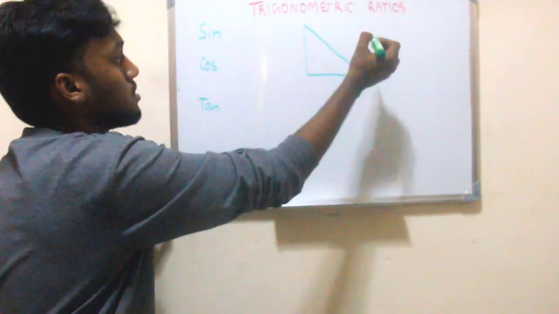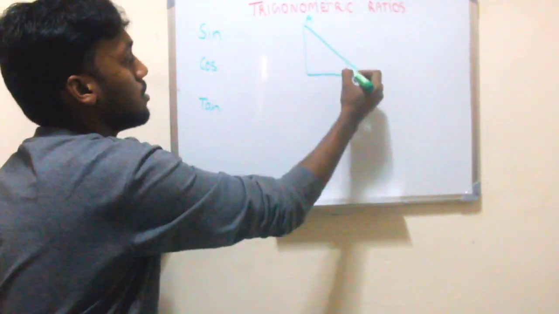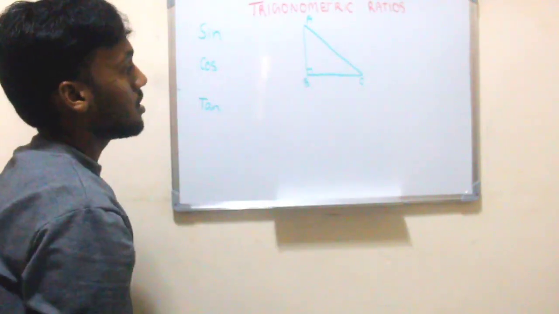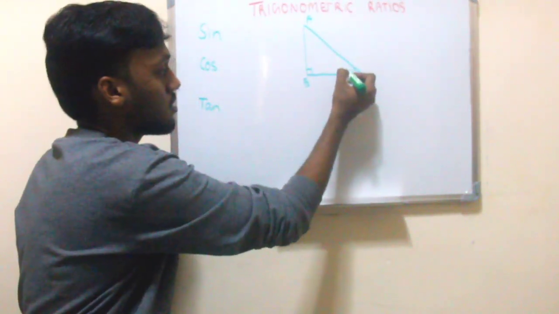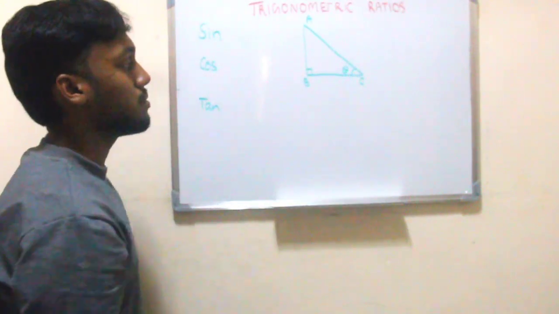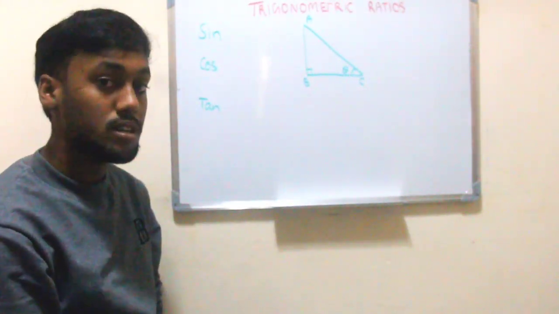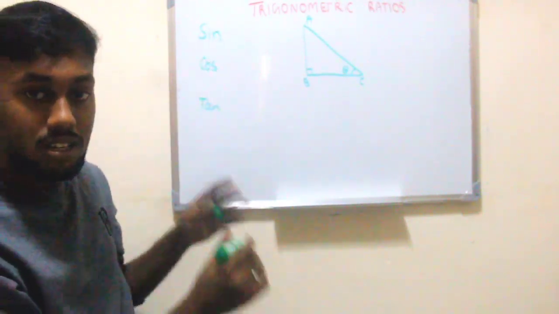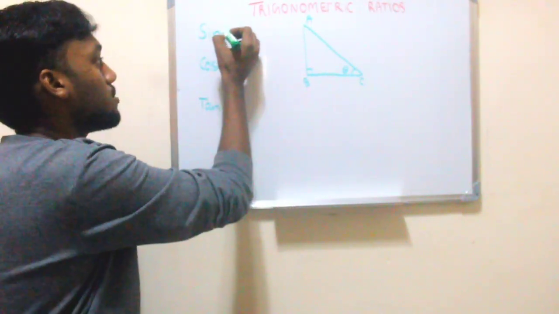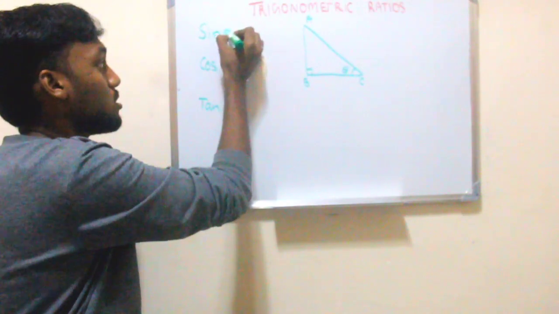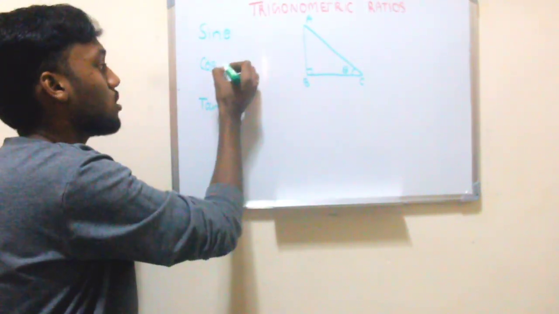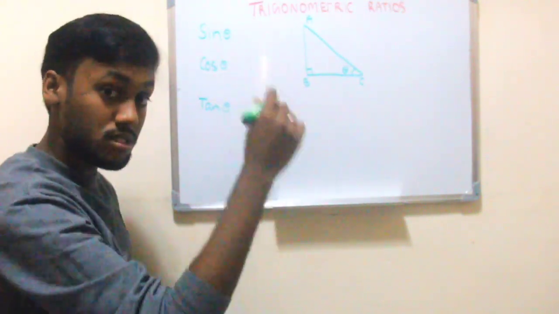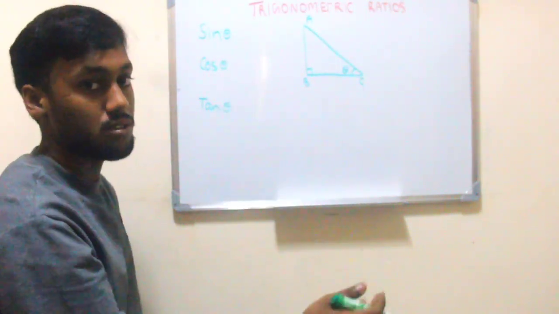So let's consider a triangle ABC, which is right angled at B, and let theta be an angle here. What is trigonometry? Trigonometry is a function of angle, right? So we cannot write sin by itself. There should be some angle. Sin is a function of an angle. Similarly, cos is a function of angle. Tan is a function of angle. All 6 trigonometric ratios are functions of angle.